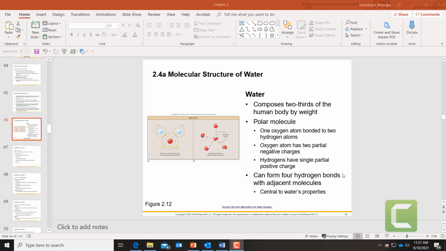Chapter 2, Water. So we went over the covalent bond and the hydrogen bonding in water, and we see that the hydrogen and oxygen share their electrons unequally within the water molecule, and this is a polar covalent bond.